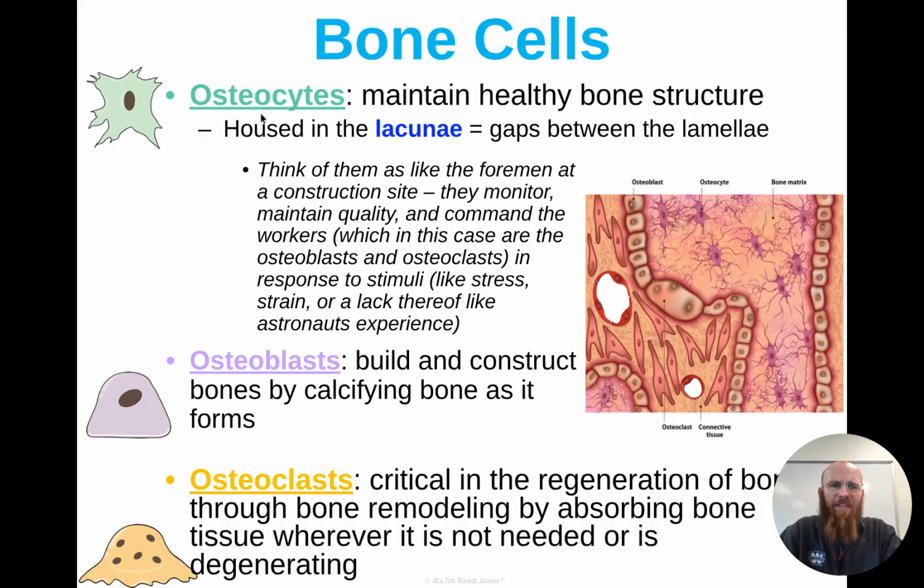These are housed in these little gaps called lacunae that are throughout your lamellae, right? So the lamellae we covered, those are like little columns, little cylinders that run along your bone's length. And then within those are these little pockets where you have osteocytes that can basically keep tabs on how well the bone tissue is doing. And if any needs arise, they can instruct the blasts and the clasts how to do their job and where to go.